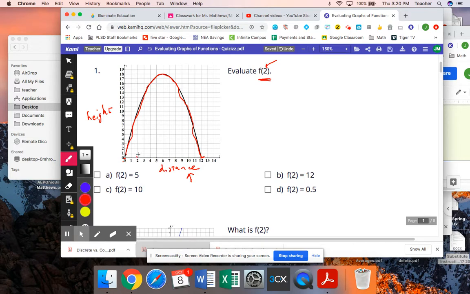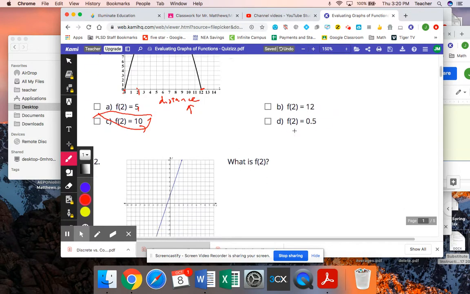So really, all I need to do is follow the 2 up until I hit the actual graph, right? And it looks like it may hit it about right here. I would say maybe 9, but 9 isn't one of my options. So since my writing is in the way, let me get it out of here. Maybe I can help myself a little bit by clearing it. 2 will hit about right here, which is at 10. So f of 2 is 10. That's bad, but hopefully you got that.